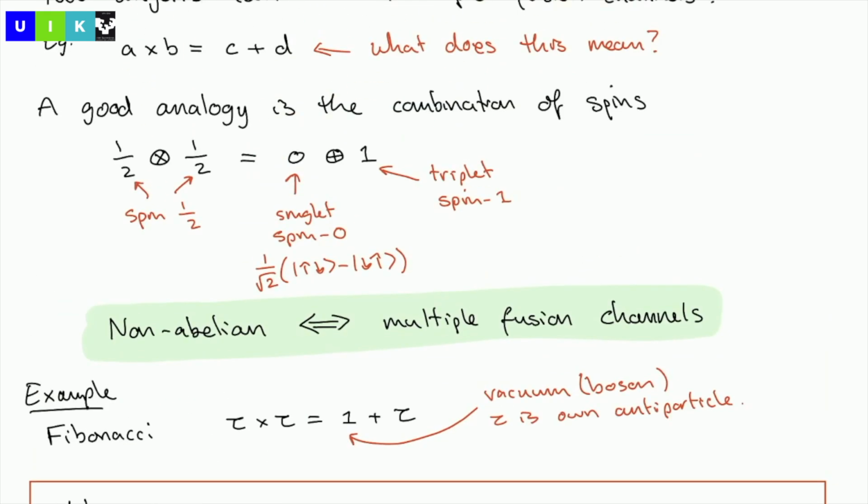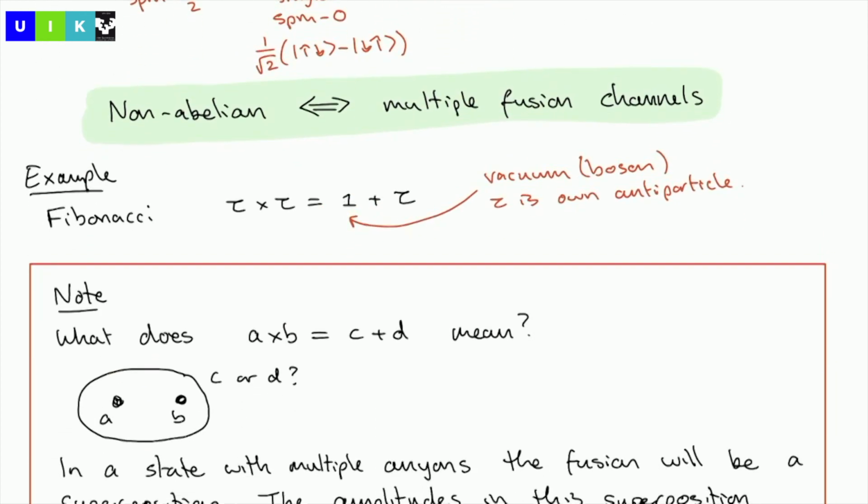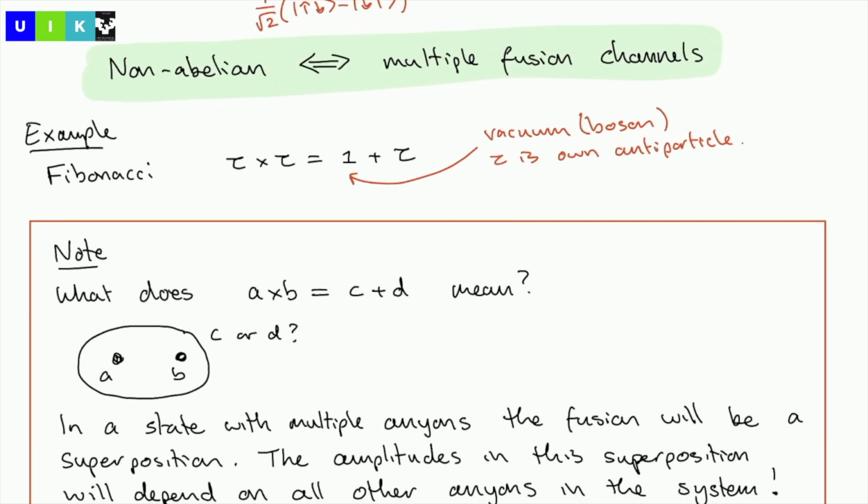1. And so really the definition of non-abelian is that we have multiple fusion channels. And the Fibonacci model is an example of this. So if I take two tau anions and fuse them, then they can either behave like the vacuum, like a boson, or they can behave like another tau anion.